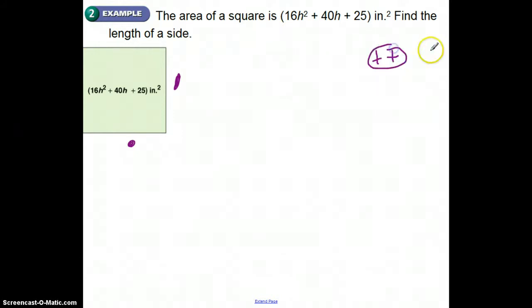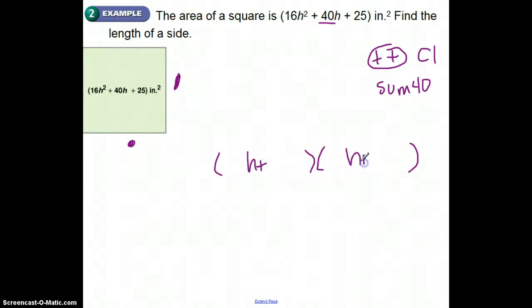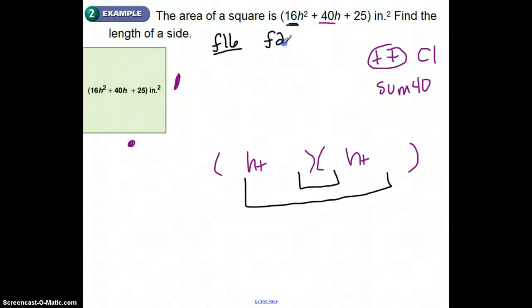So if it's a plus plus, it's a case 1, which means it's a sum of 40. Right there. Now if it is a case 1, I know that when I go to do these, both of these are going to be h plus. Now notice in front of the h squared, there's a 16, so a number bigger than 1. Anytime you have that number bigger than 1, you had the evil clown. Now in this one, I'm going to have to factor 16, and I'm going to have to factor 25.